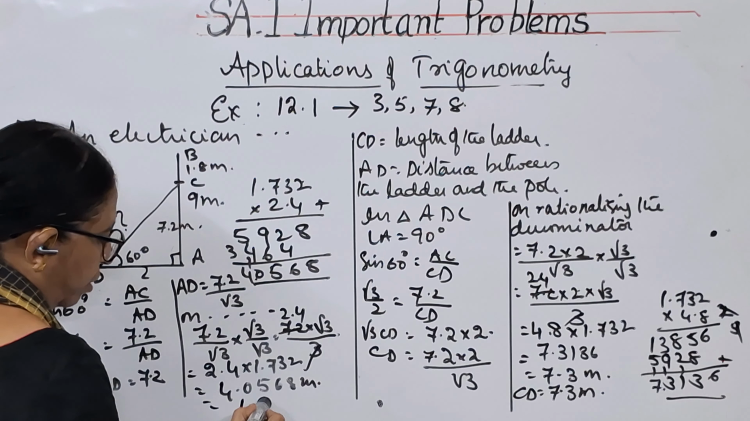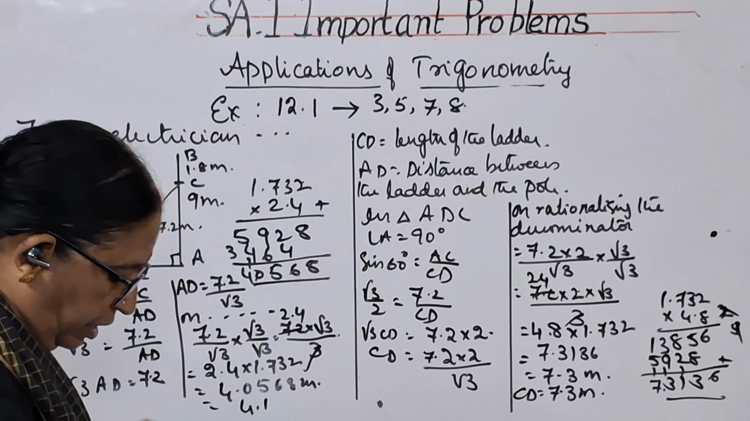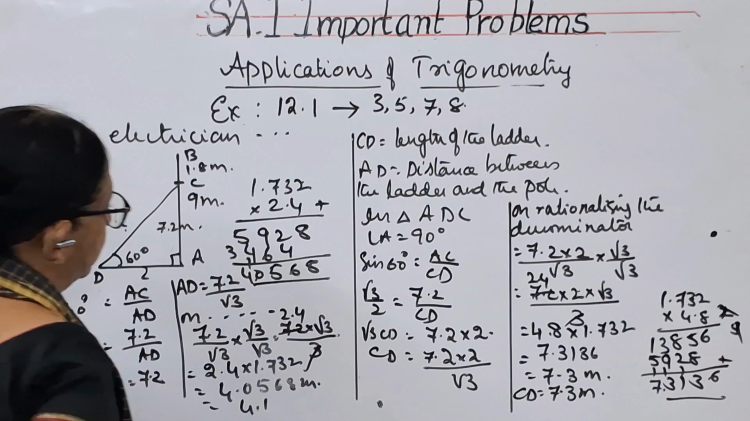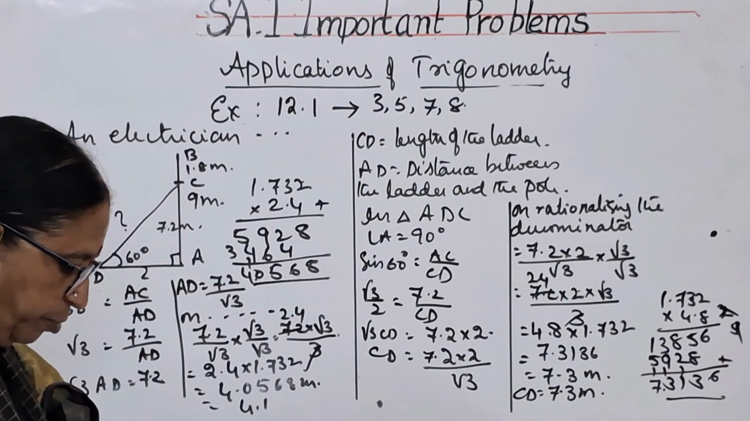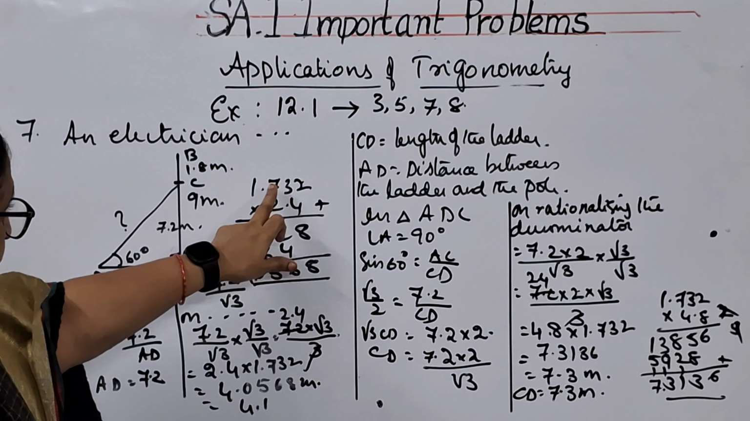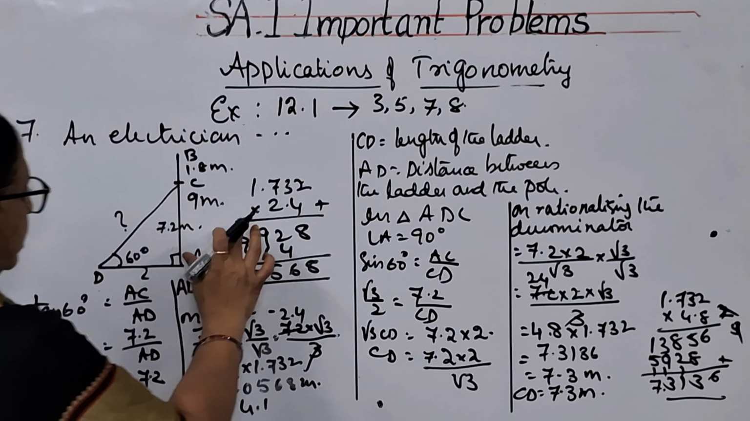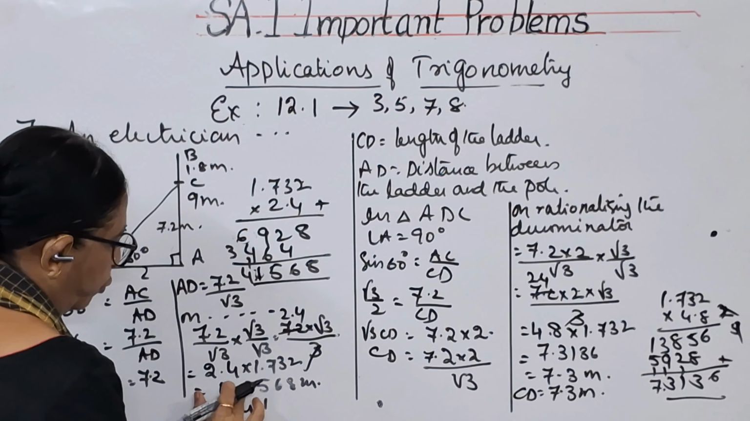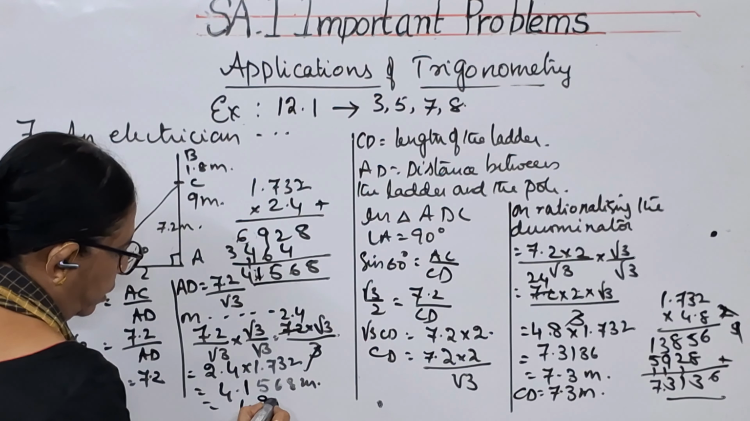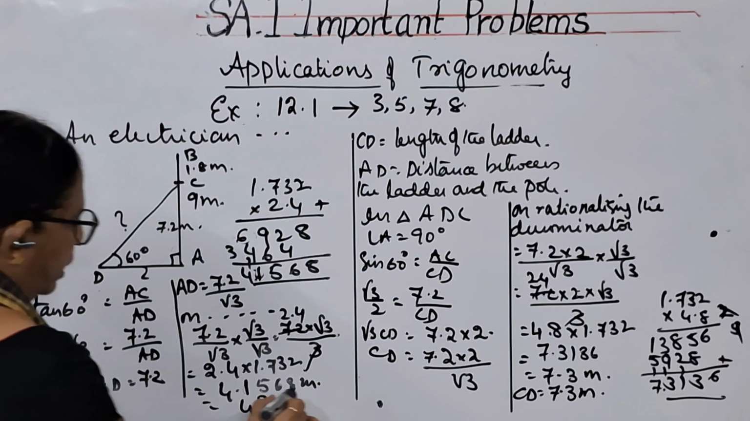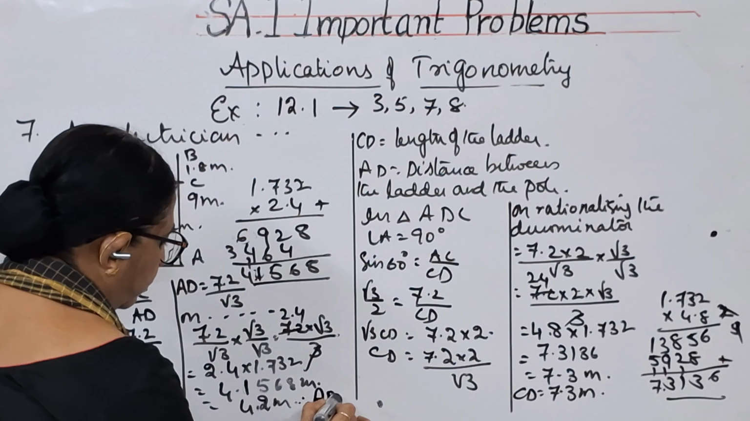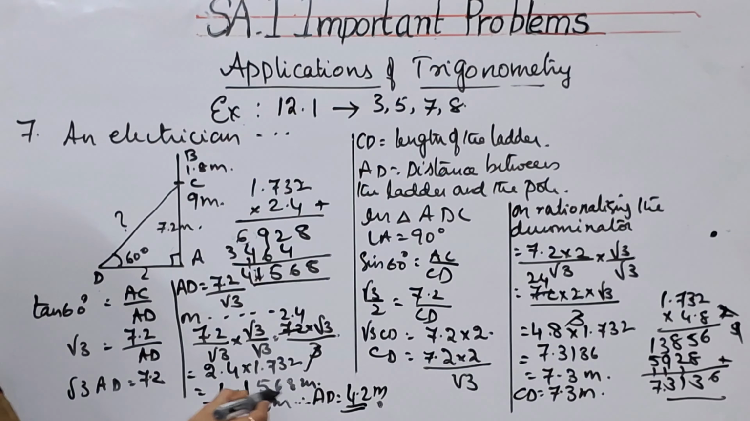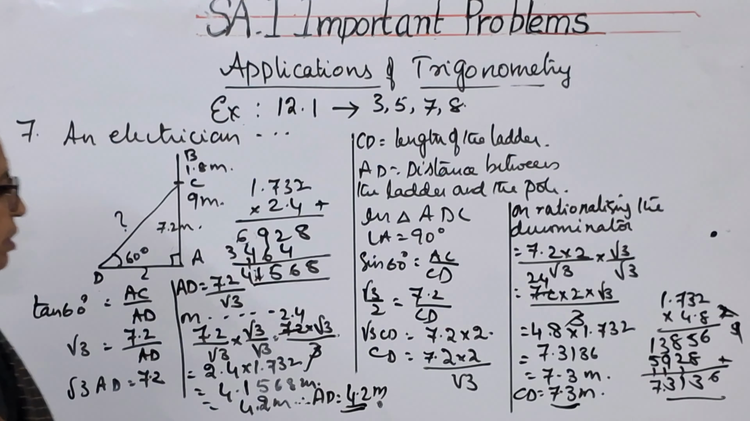4.1 approximately. You can take it as 4. It is 5, 4, 9, 1, 10. Okay. How much are you getting? 4 7s are 28. Sorry children, you will be getting 6 here. 6 means here you will be getting 1. So 4.15, approximately 4.2 meters. So AD, therefore AD is equal to 4.2 meters. This is one answer and this is another answer for this problem.